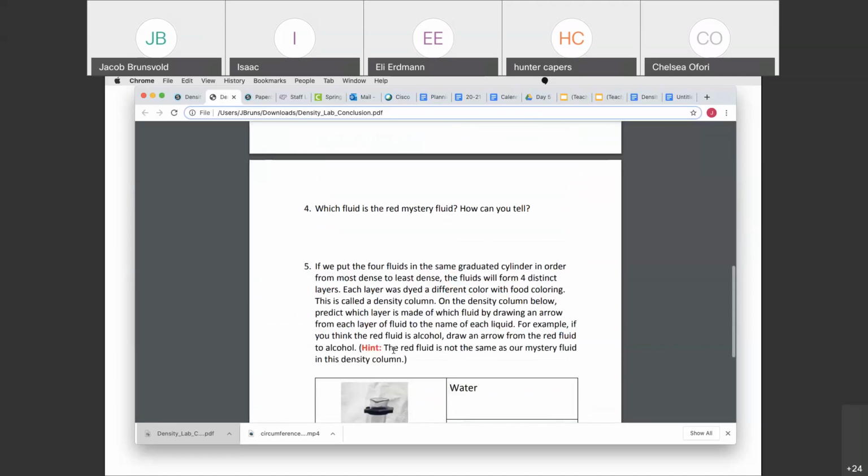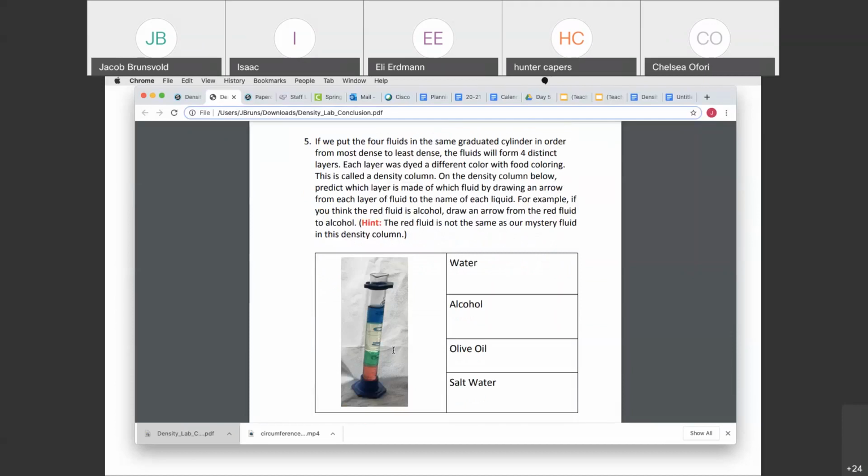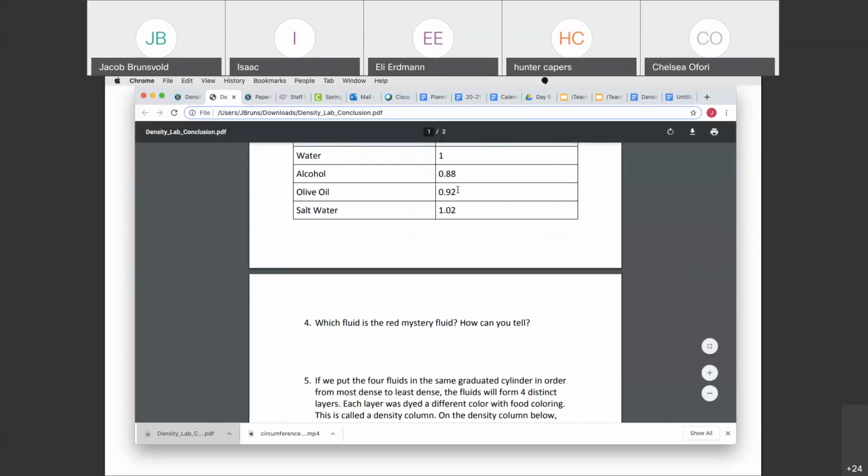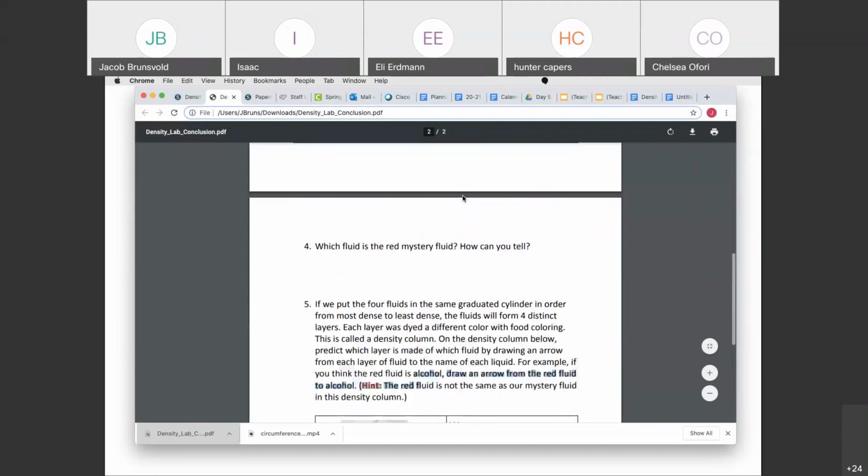And then last up, if we put the 4 fluids into a graduated cylinder, so you can see I have a picture of this graduated cylinder here, they will form 4 distinct columns. Now, the reason why they're different colors is we put food coloring in them, so they're not normally like that. And so then they form what's called a density column. So you have to try to tell me which of these 4 common fluids, it's the same 4 from the table above, is represented by which layer.